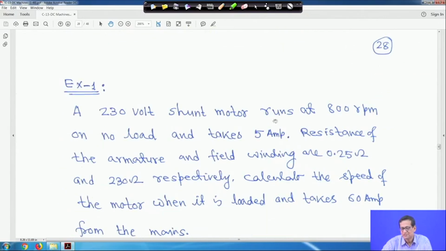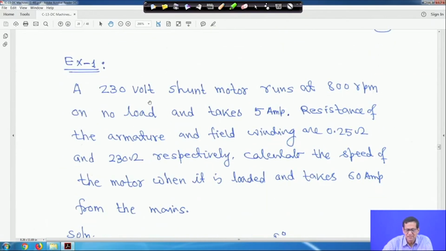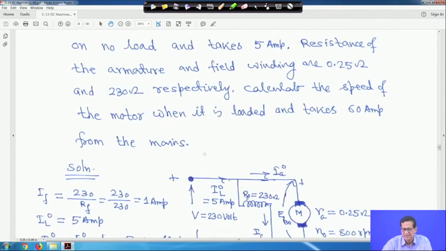So, let us take one small example. Suppose a 230 volt shunt motor runs at 800 rpm on no load and takes 5 ampere. Resistance of the armature and field winding are 0.25 ohm and 230 ohm respectively. Calculate the speed of the motor when it is loaded and takes 60 ampere from the mains. This is the problem. There are two conditions, no load taking 5 ampere and loaded taking 60 ampere, and the other things are given. So we have to find out the speed.